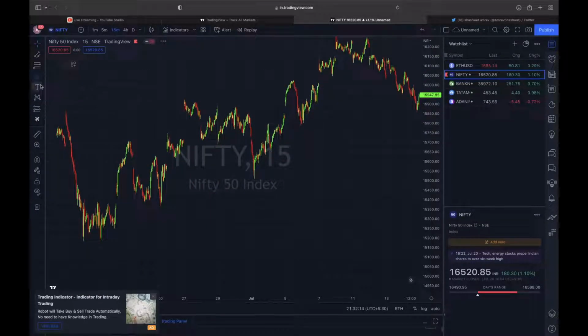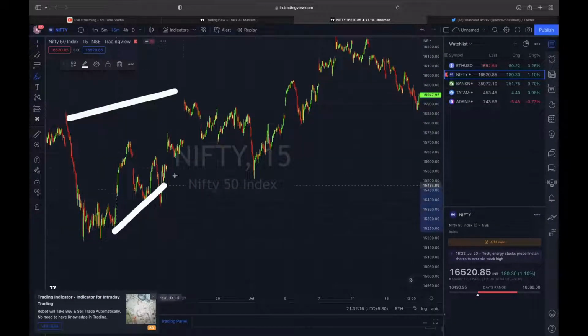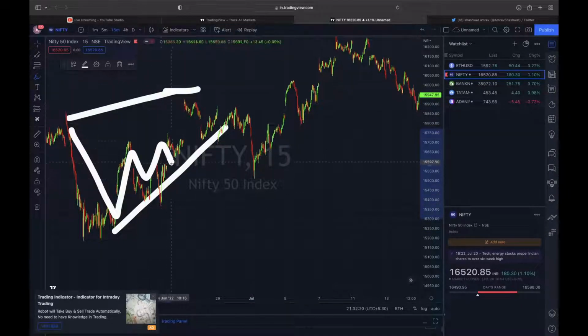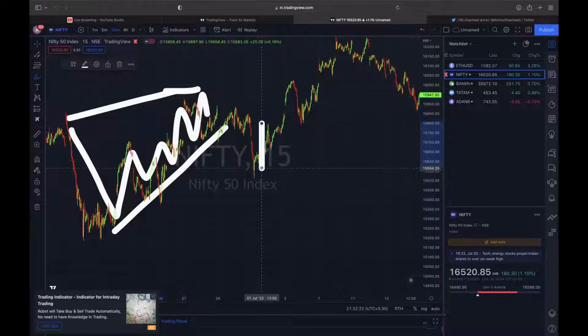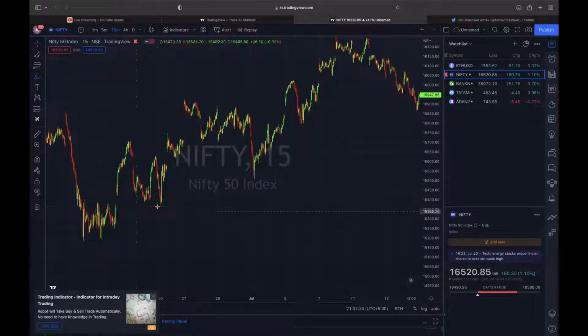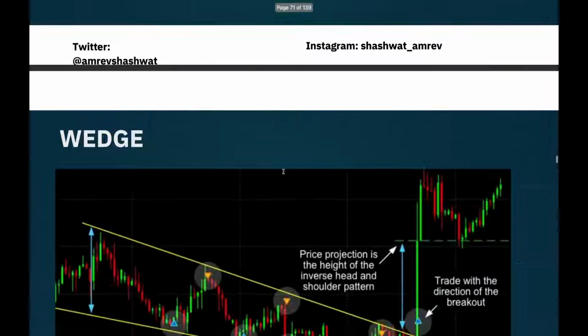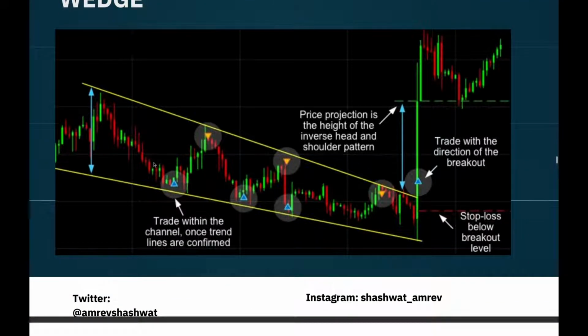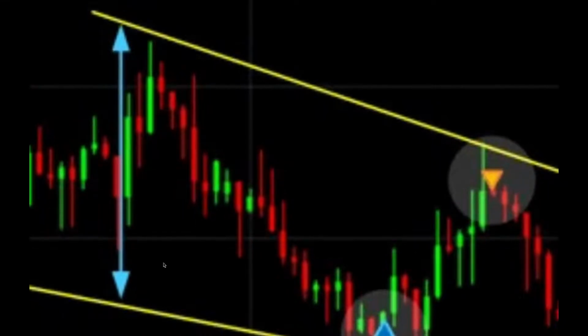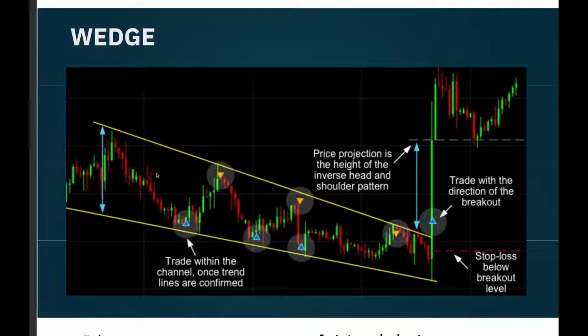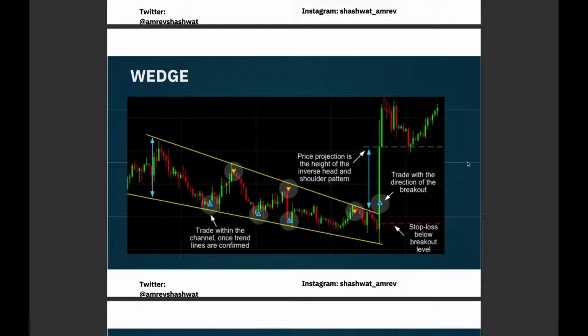I'll again mark a rising wedge. See, and boom, it goes down. So wedge, okay. And now how do you choose the targets or the stop loss? Again, the same. The opening of this wedge will be your target.